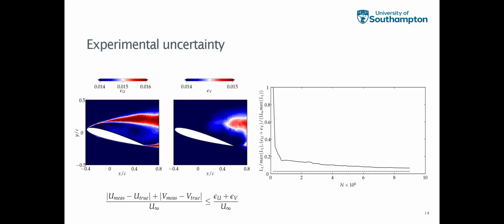And to show you graphically what I mean, this is just a convergence plot of the L1 norm for this optimization case. And the dashed line that you see is the cumulative experimental uncertainty from the streamwise and the wall normal cases.